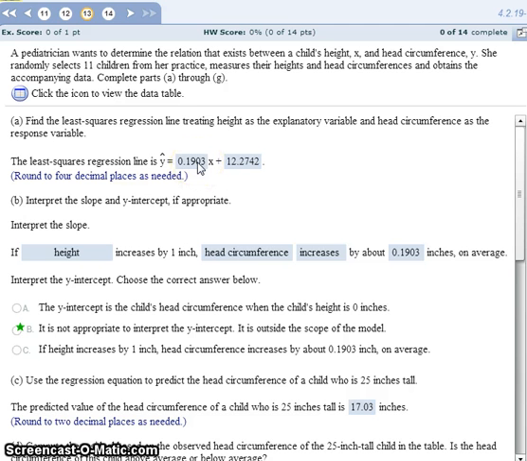So as height increases, head circumference will also increase. And this tells you by how much. So fill that in. Interpret the y-intercept. Well, the y-intercept would be, again, when x is 0. So when someone's height is 0, what is their head circumference going to be? And we don't want to use this model to predict that. First of all, just kind of logically, a height of 0 doesn't make sense. So it's not going to make sense to use this model.